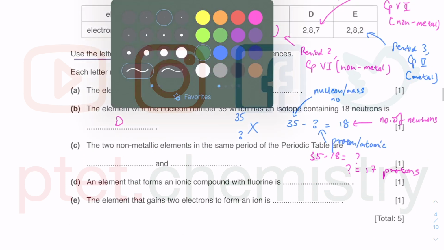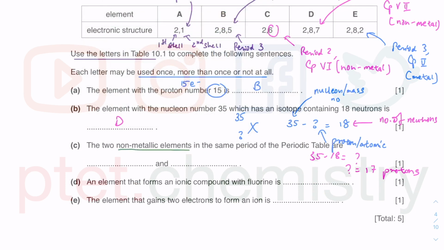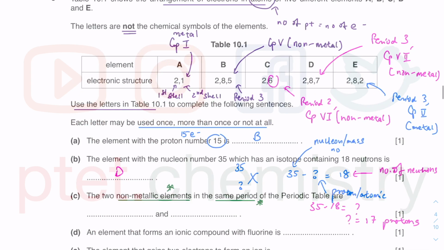The next one is asking about non-metallic elements in the same period. Same period means the same number of shells being filled. We're looking at non-metal and non-metal, because they say non-metallic, which are found on the right side of the periodic table in groups 4, 5, 6, 7, and 8. This is a group 4 non-metal, and this is a group 7 non-metal. They are in the same period, because it's period 3 and period 3, with first, second, and third shells. So we're looking at B and D.